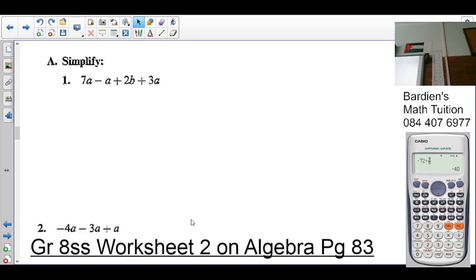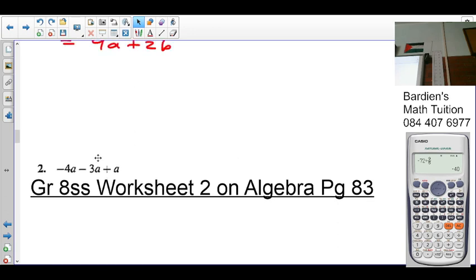You got 7a minus a plus 2b plus 3a. So what we're going to do here, we're going to group like terms, not so? Right. So in other words, we got 7a, negative a and 3a. So what's 7a minus a? 6a. 6a plus 3a? So that will be 9a plus 2b. Okay, you guys understand? Any confusion there?